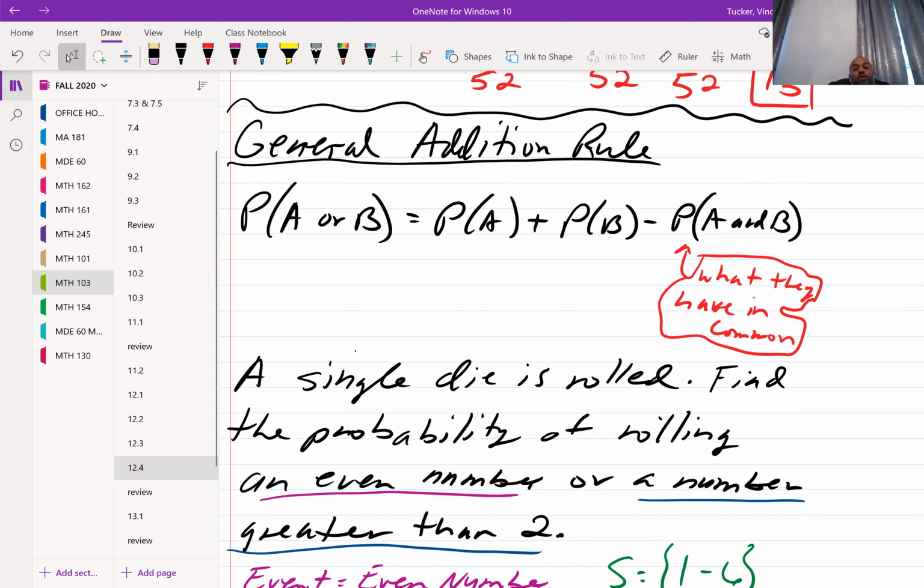All right, so a single die is rolled. It says find the probability of rolling an even number or a number greater than 2.